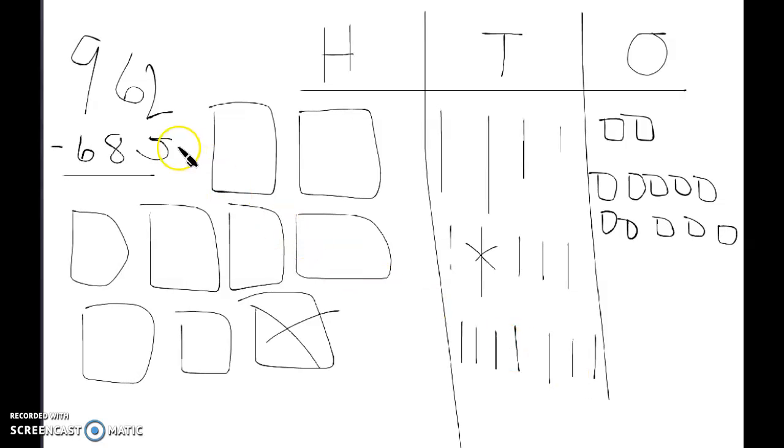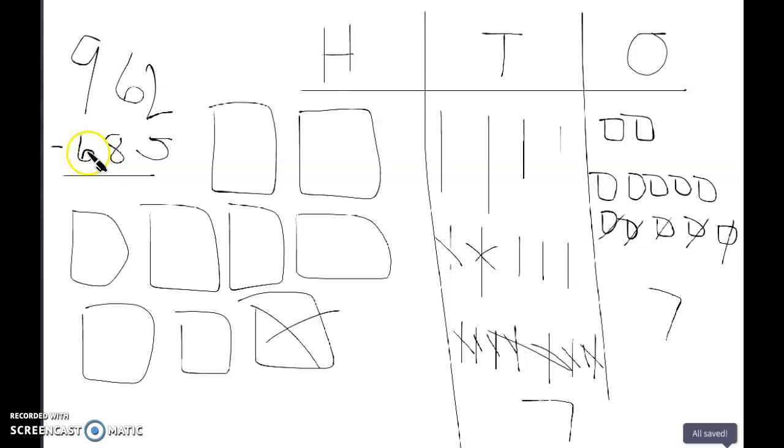So we are going to take 5 away from the ones column. 1, 2, 3, 4, 5, and that leaves us with 1, 2, 3, 4, 5, 6, 7. And then we are going to take 8 longs away. 1, 2, 3, 4, 5, 6, 7, 8, and that leaves us with 1, 2, 3, 4, 5, 6, 7.